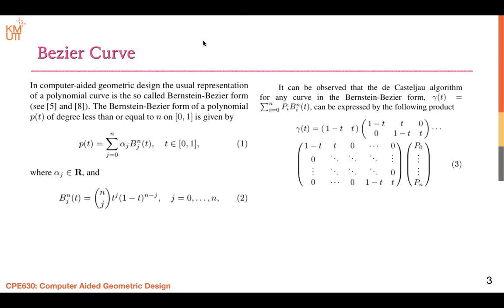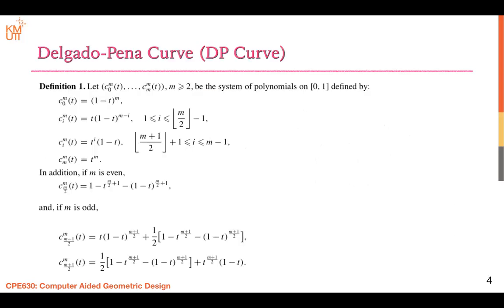Okay, we start from the Bayesian curve, and then we'll go to the formula for the new polynomials by Delgado and Pena, right? They start from the generic idea of constructing polynomials by letting C0, C1, C2, C3 up to Cmm, when m is greater than or equal to 0, to form the system of polynomials on t in the range of 0 to 1.